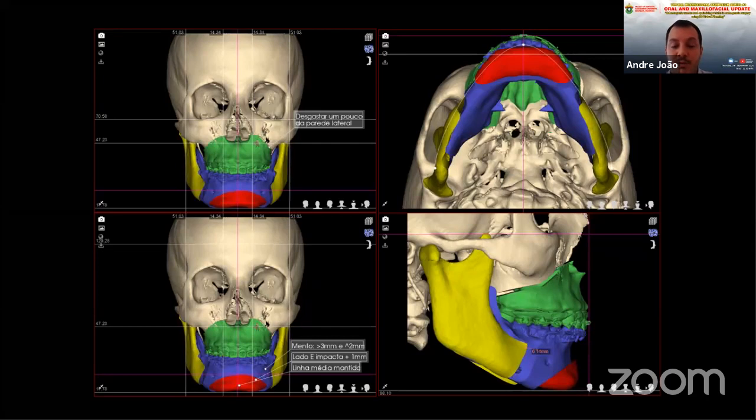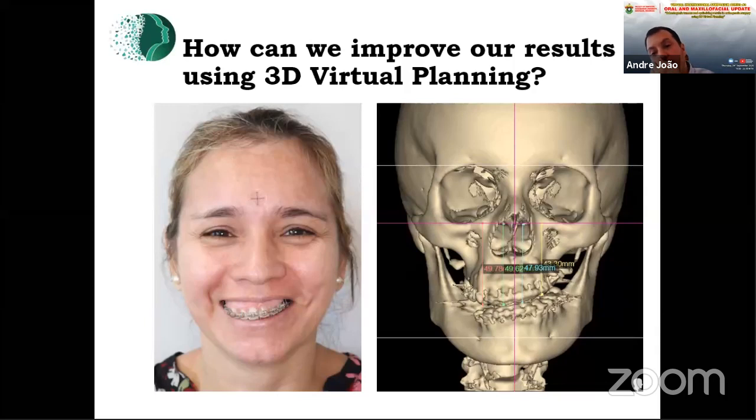Before, we had a lateral cephalometric, and we usually did everything based on this analysis and the models. Now I can plan any kind of movement, see what kind of interference I'm going to have, what type of bone contact I'm going to have, and plan all the movement according to it. And to show how it can help us, I'm going to show you this case.